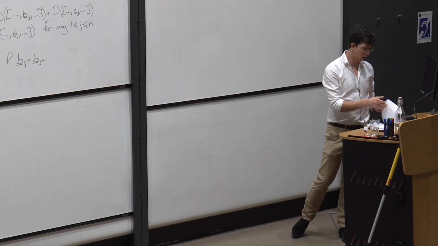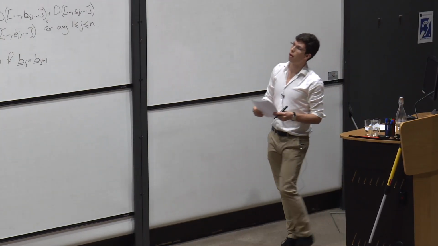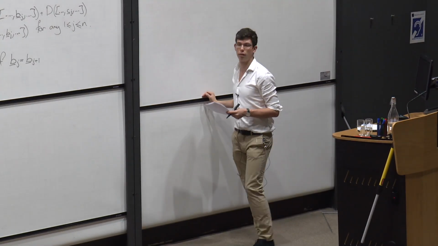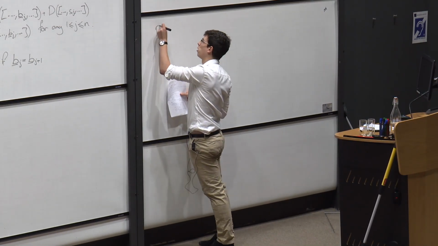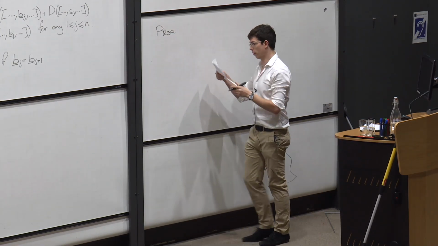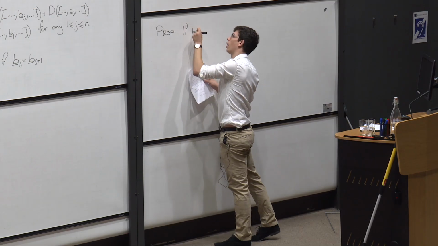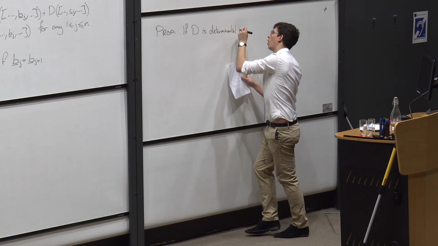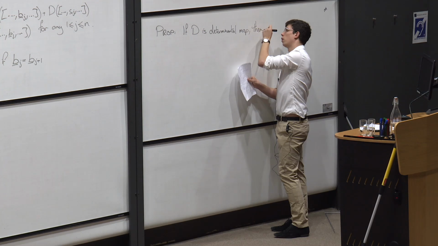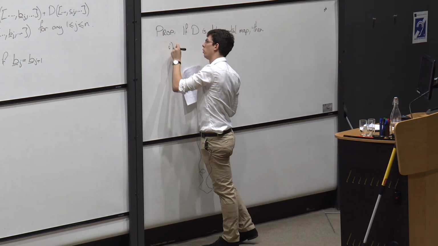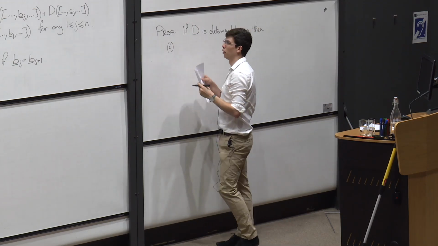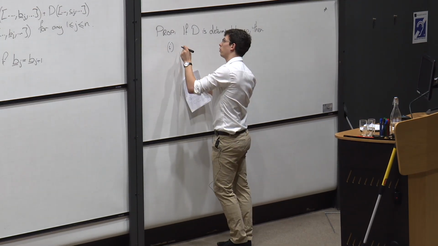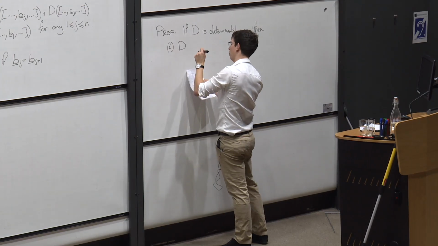So the first thing I want to do is to show that if any linear map satisfies these properties, then it actually satisfies slightly stronger versions of these properties. So we can automatically upgrade it. So proposition: if D is a determinantal map, then 1, I can swap two columns if I switch the sign of the determinant. So D is alternating in the columns.